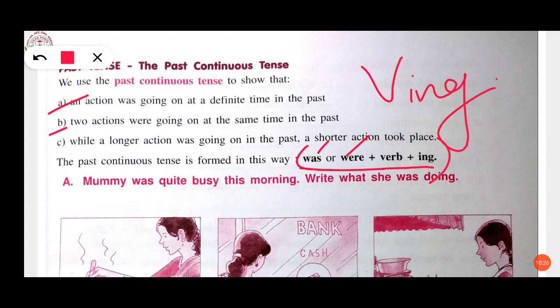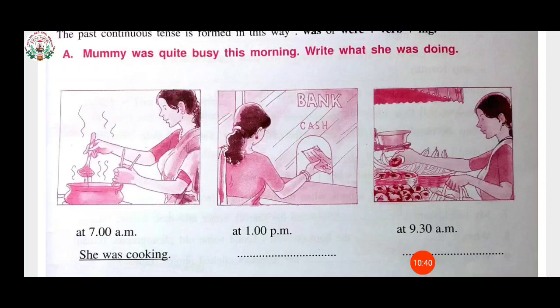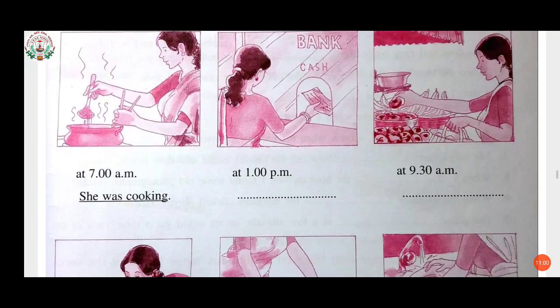Second, two actions were going on at the same time in the past. Okay, now the third one. While a longer action was going on in the past, a shorter action took place. Now here you can see A1 is: Mummy was quite busy this morning. Write what she was doing. As you can see in the picture, the mother is doing some household chores and also outside, and here you have to fill this blank. You have to make a sentence by looking at that picture, what actually she was doing.